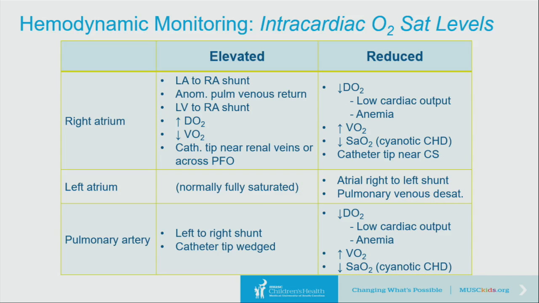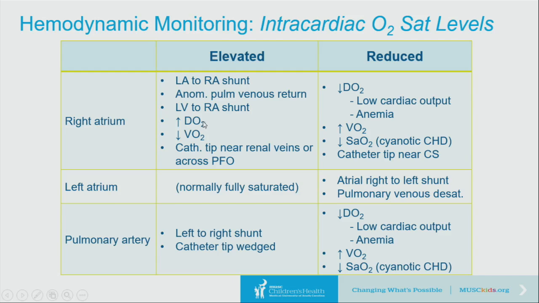What about intracardiac oxygen saturation levels for looking for postoperative residual lesions? So if you're measuring your oxygen saturation levels from catheters in the right atrium and they're inappropriately elevated for what you would expect for that patient, things to think about include a left atrial to right atrial shunt or a left ventricular to right atrial shunt. Unrecognized anomalous pulmonary venous return to the SVC or right atrium can cause that. If you've got increased systemic oxygen delivery or decreased consumption, that's going to influence your right atrial sats.